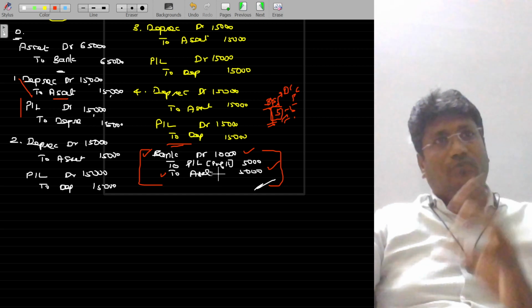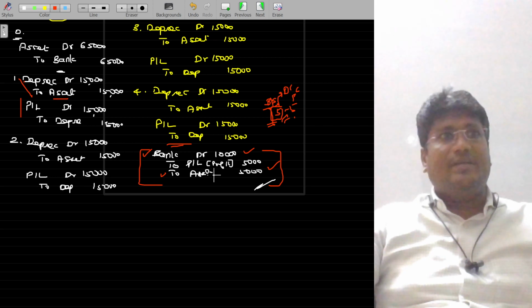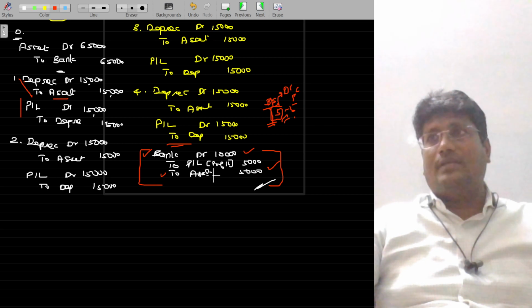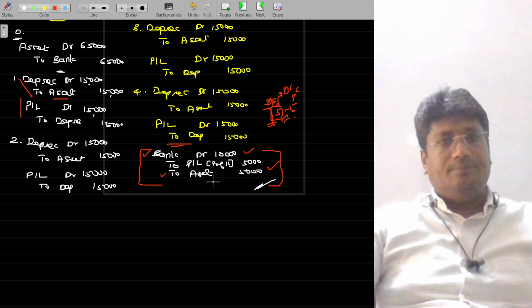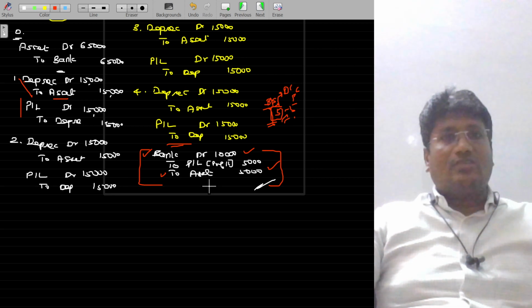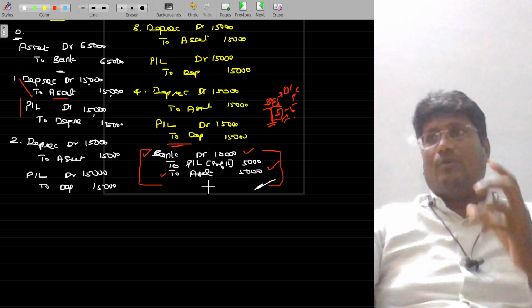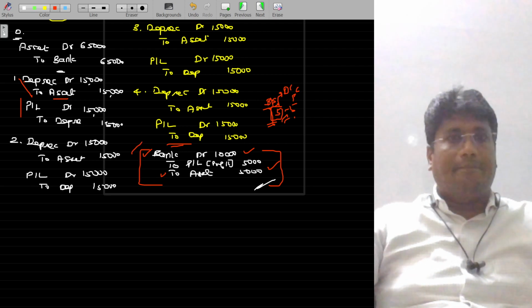How many types of entries do we have? Just think over. We have opening journal entries, adjustment entries, rectification of errors entries, and closing entries. Here it's all about the transfer entry. In a transfer entry, I am transferring from one item to another item. Is that clear? That's the logic you have to understand.